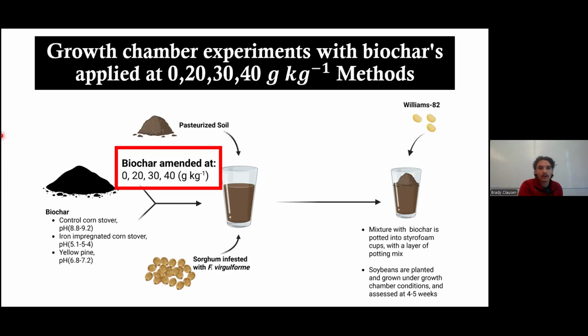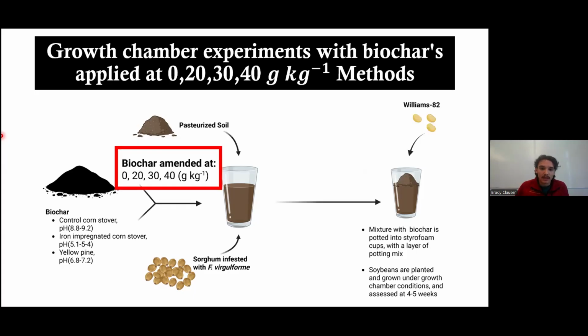We took those biochars and amended them all at 0, 20, 30, and 40 grams per kilogram into pasteurized soil, so we eliminate a lot of the background microbiological noise. To get the disease into the system, we use a vector such as sorghum to inoculate the soil. We amend the soil with that sorghum. Of course, if we're studying plant health performance in the absence of disease, those treatments did not receive the sorghum.